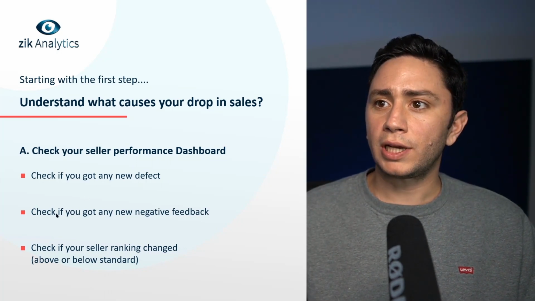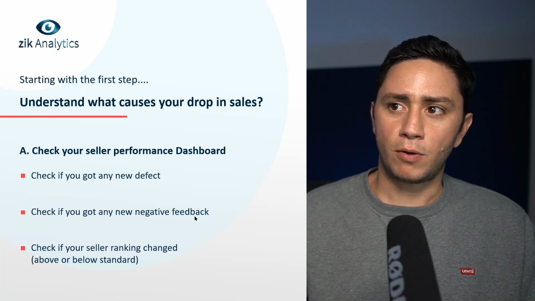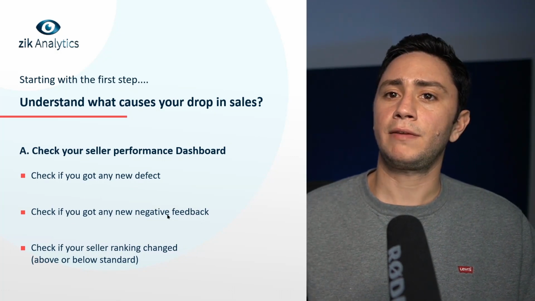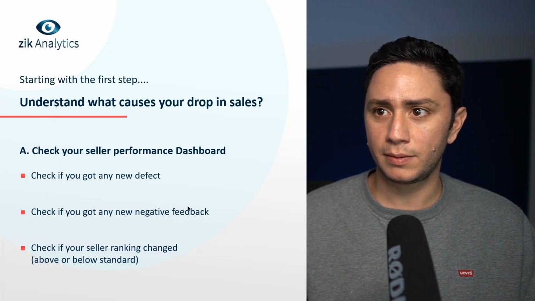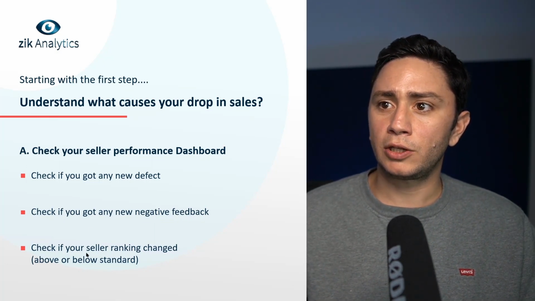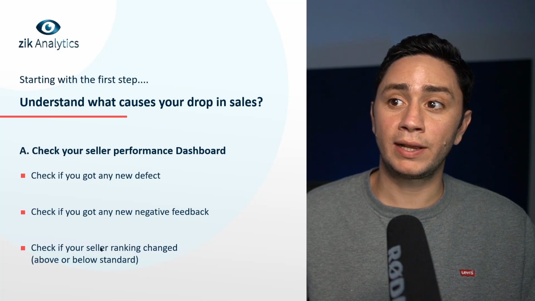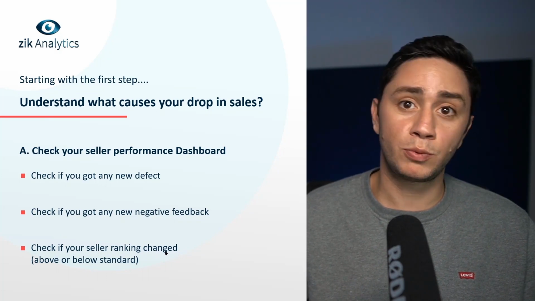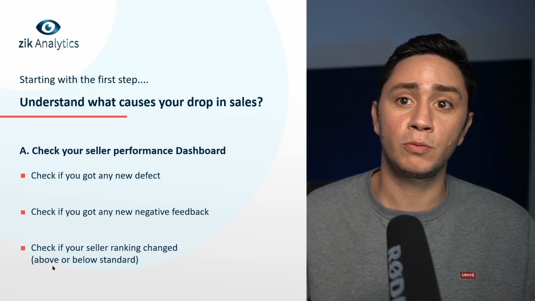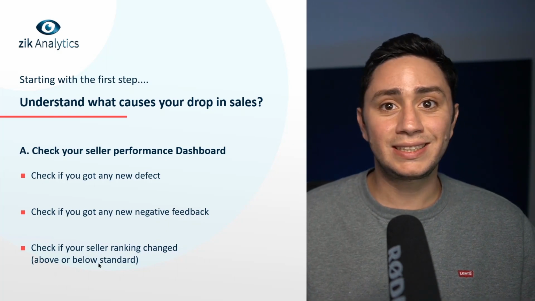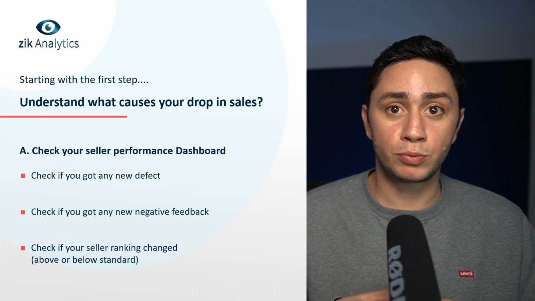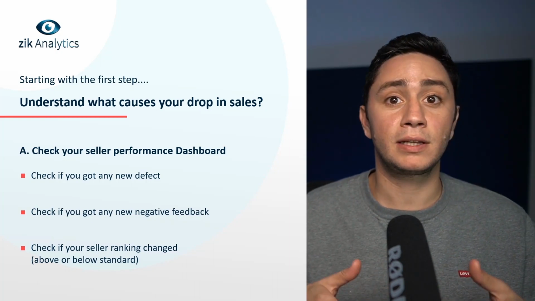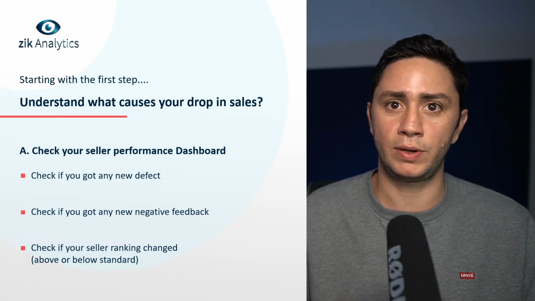After this, you want to check if you got any negative feedback. Of course, it's important to understand that a negative feedback can have an effect, and you want to see when you got it. And lastly, you want to check your seller rank, if your seller ranking changed. If you were top rated, you moved to above standard, or now you became below standard. All these things can have a real effect on your seller performance, on your product ranking, and they can affect the traffic you get and the sales you generate.